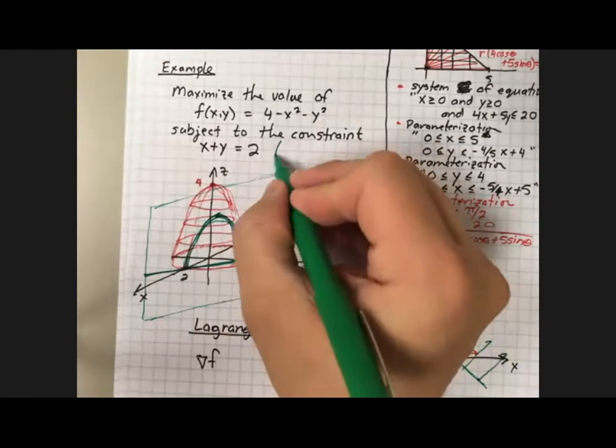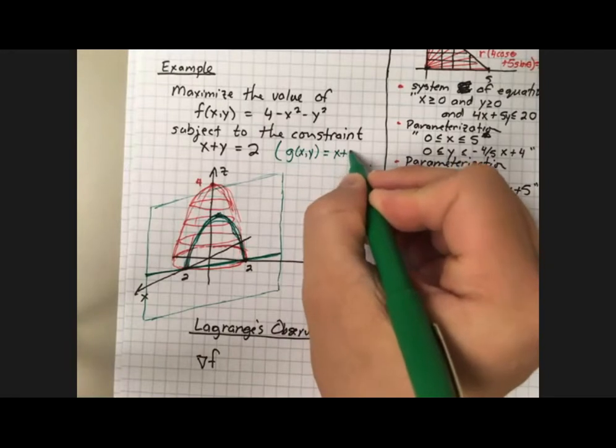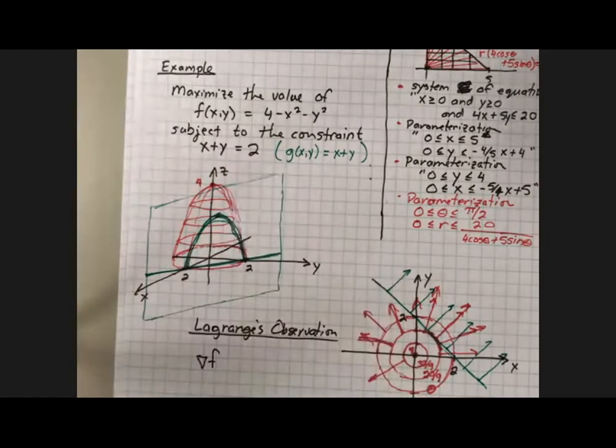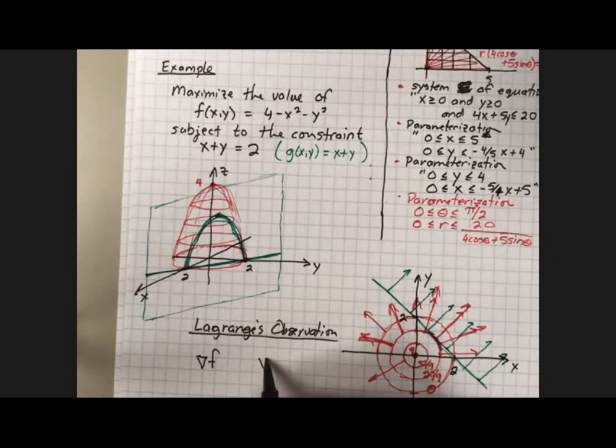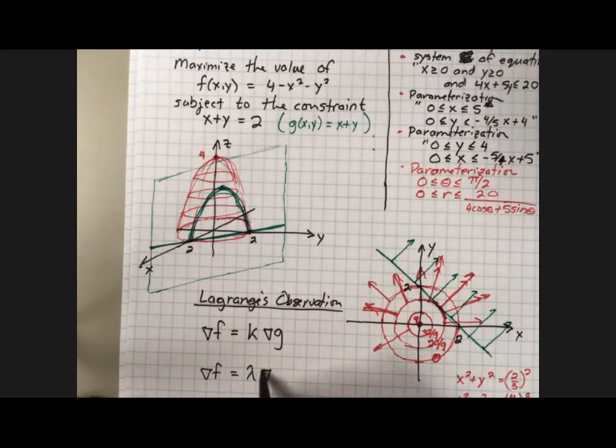Well, think of this line as a function itself, as a level curve of itself. G of x, y equals x plus y. Then this line is the level curve g equals 2. Not that these are equal, but they are parallel, which means they differ by a constant. And the traditional letter we're using for constants at that time was the Greek letter lambda. And so this Greek letter lambda came to be known as the Lagrange multiplier. It was the scaling factor that made these two equal.